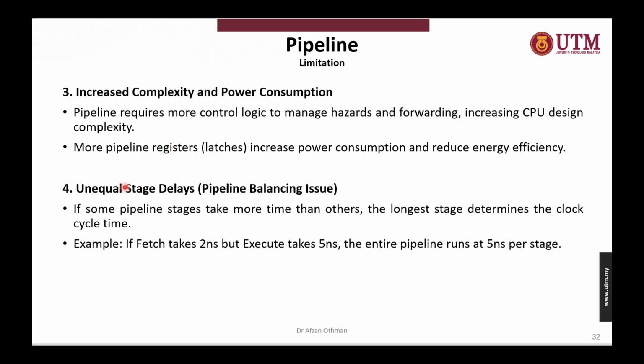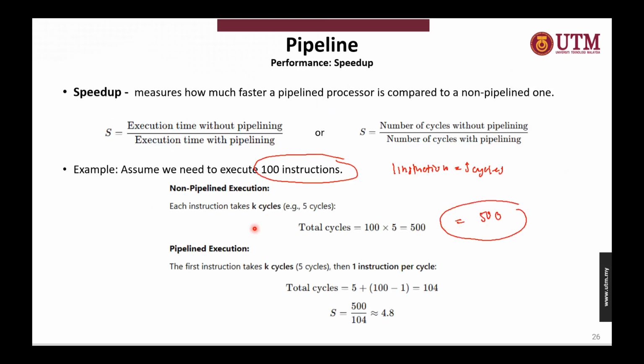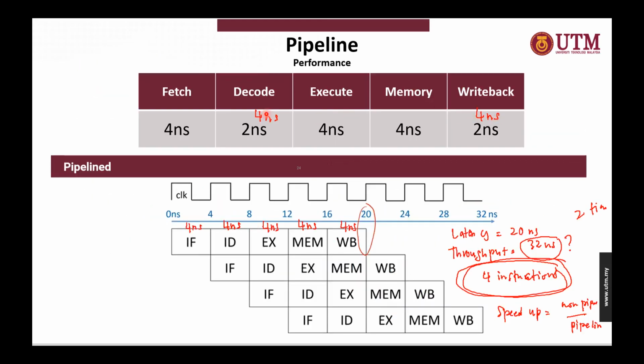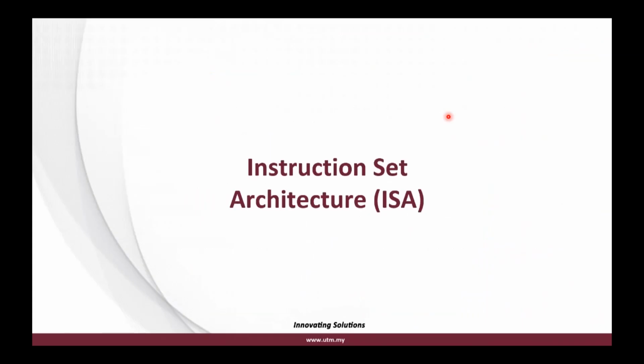And last but not least is unequal stage delay. So this is the pipeline balancing rule. If some pipeline stages take more time than others, the longest stage determines the clock cycle time. Like what we did earlier, we don't have a uniform period for each of the stages. So what happened? This 2 nanoseconds, we need to expand it to 4 nanoseconds. So that is a limitation of the pipeline. Okay, any questions up until here before we stop?